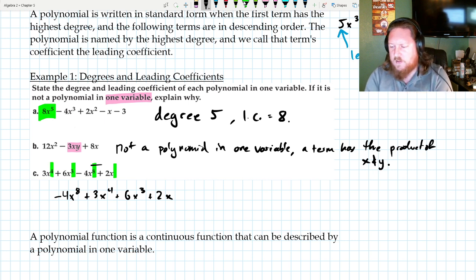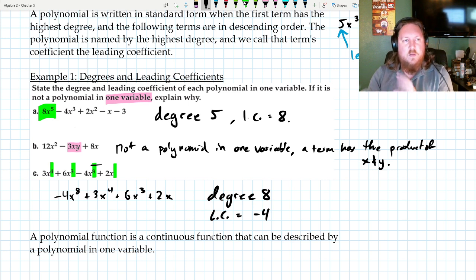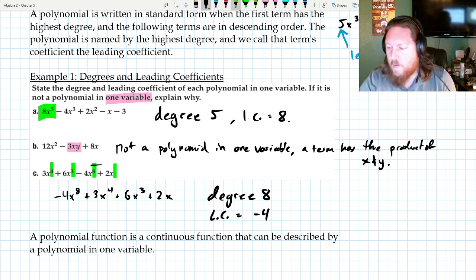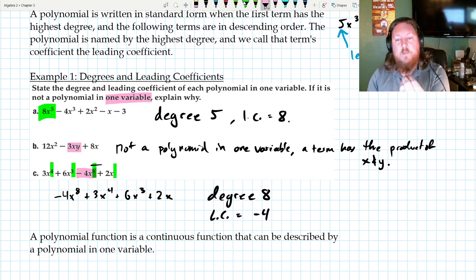And so this is degree 8. Leading coefficient is negative 4. Now, that is one thing when you're rearranging these. When I rearrange them, I like to grab the whole plus or minus sign and the term. I had to make sure that negative came out in the front with it because we are subtracting 4x to the 8 from the other things, so I have to make sure that I have the negative 4 out there in the front.